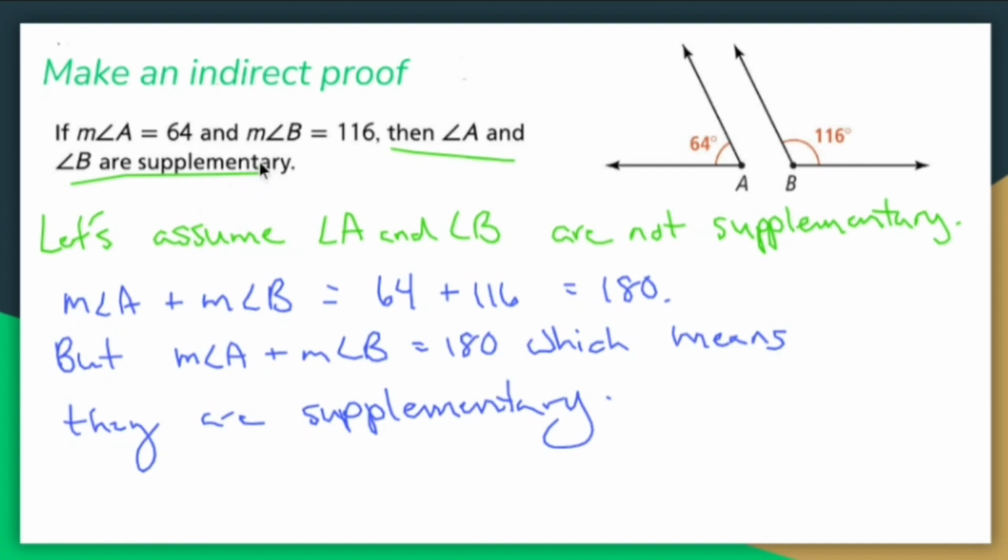All you have to do for an indirect proof is assume the opposite of the second part, find out that you're wrong, which means the original statement is actually correct. And that's what we did here. Indirect proofs, tons of fun. All about lying.